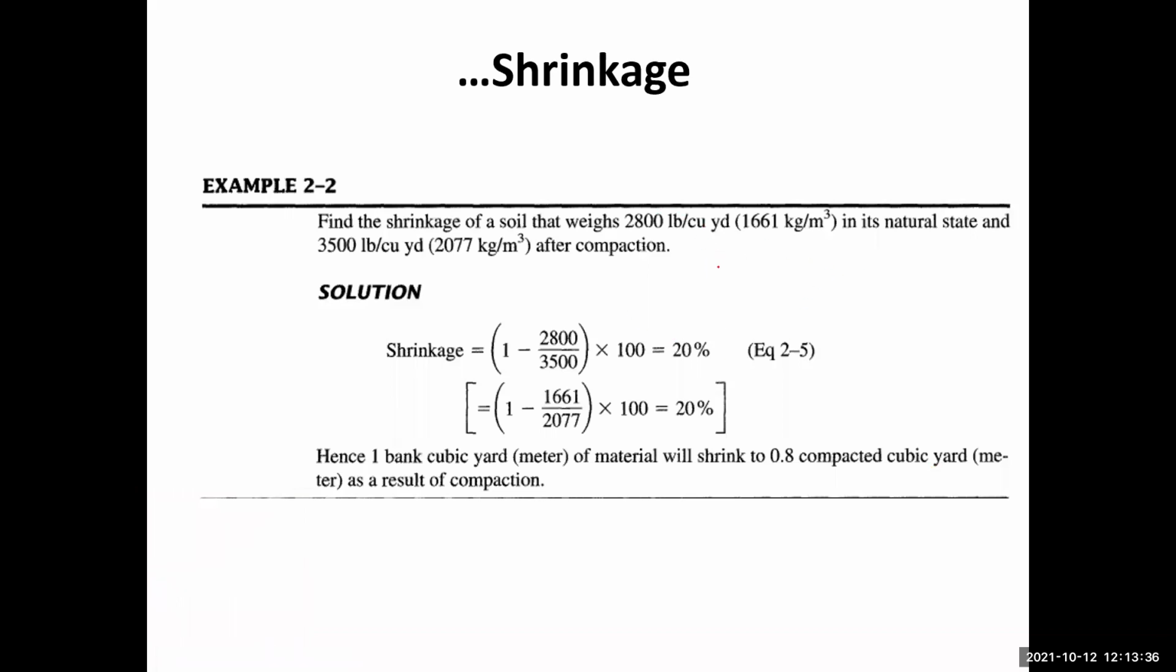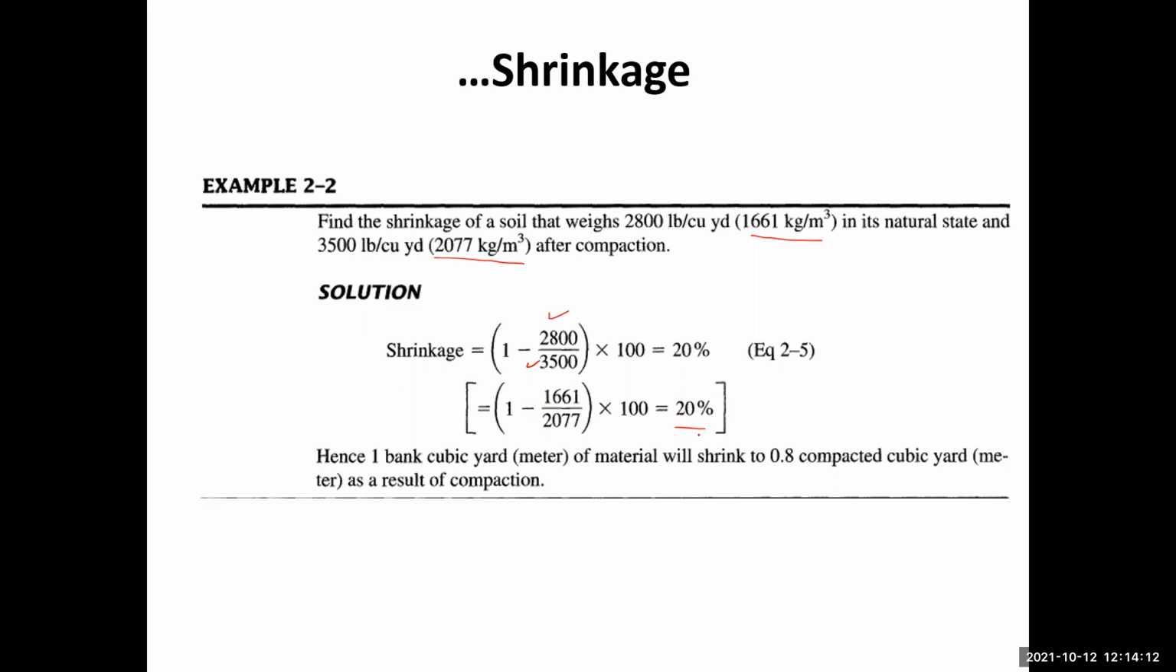So this is the weight of the soil in the bank condition, and then in its natural state, and 3,500 pound per cubic yard or 2,077 kilogram per cubic meter after compaction. So just apply it into the formula. So this is the bank condition, this is the compacted condition. In either units, the answer will be the same, okay? Whether you use the pound per cubic yard or the kilogram per cubic meter, the answer will be the same.